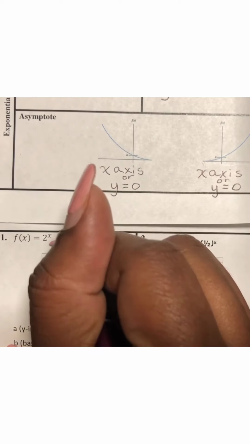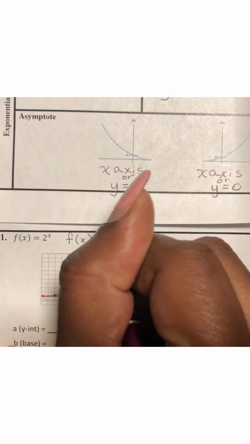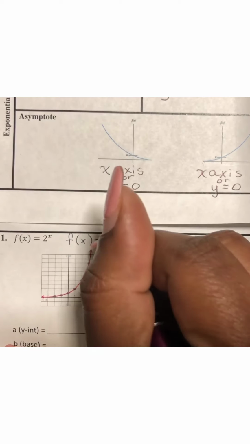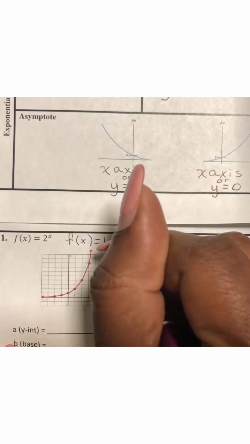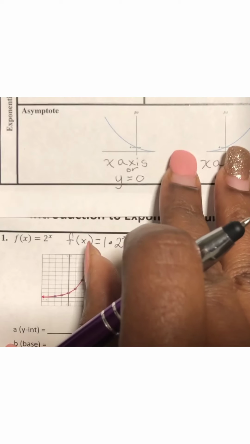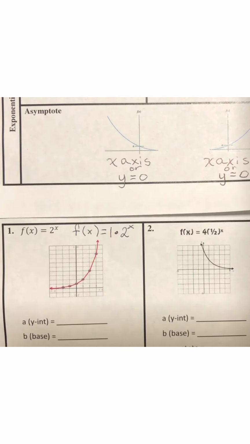So let's rewrite this function. Whenever you don't see a number, the number is always assumed to be, you got it, 1. So a is going to be 1 times 2 to the x. Remember, anything times 1 is itself. So we know that a is 1. All we did was make the function look different, but it has the same values, okay?